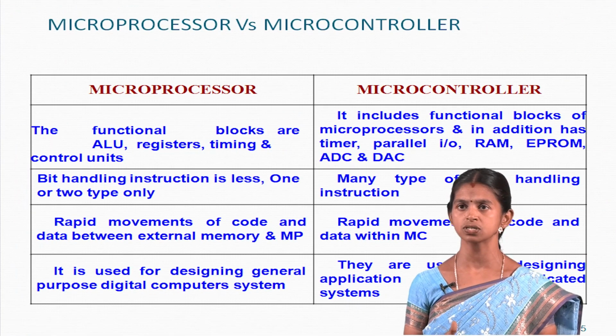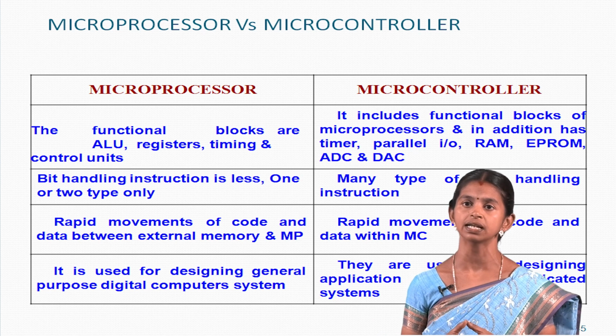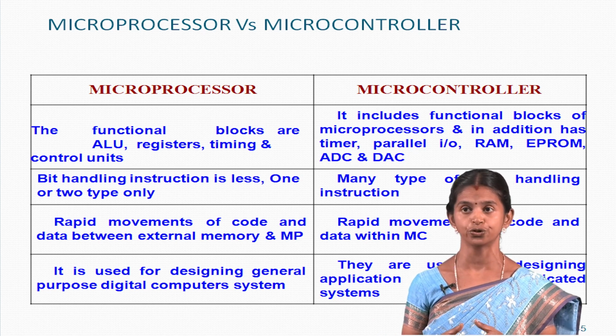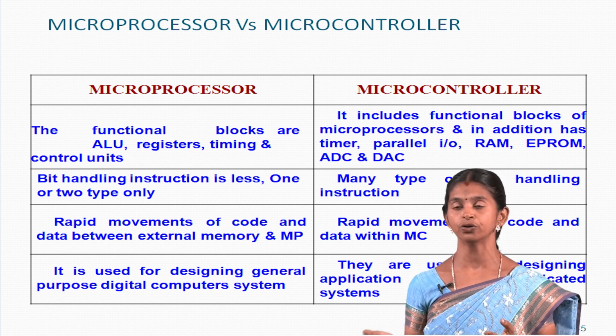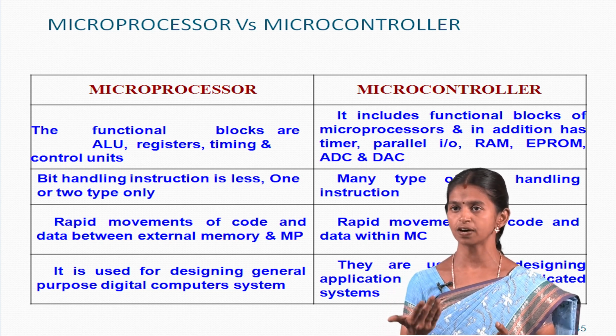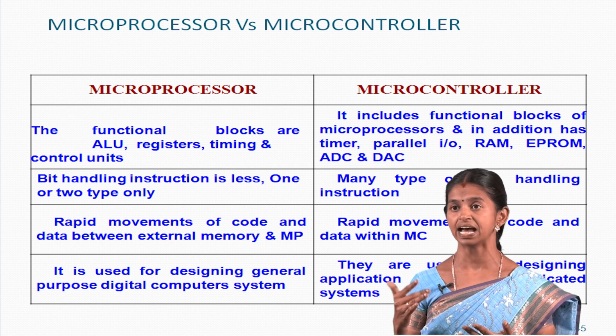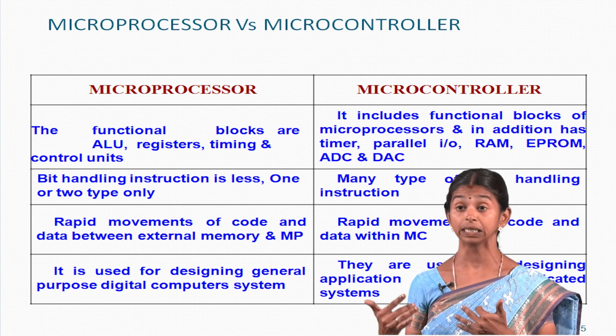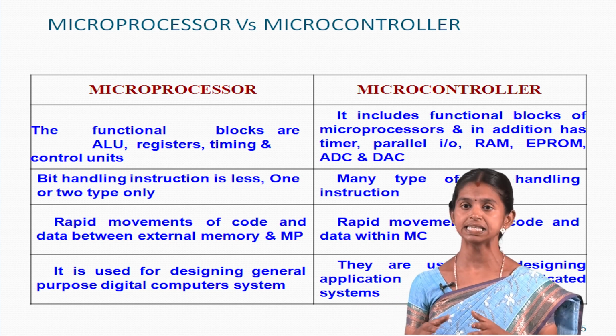Difference between the microprocessor and microcontroller. In the microprocessor, the functional blocks are ALU, register, timing and control unit. Whereas the microcontroller includes the functional blocks of the microprocessor and, in addition, it has the timer, parallel input-output, RAM, EEPROM, ADC and DAC.